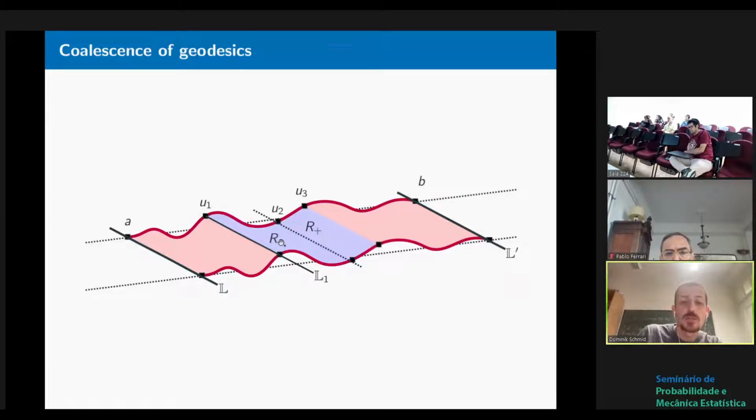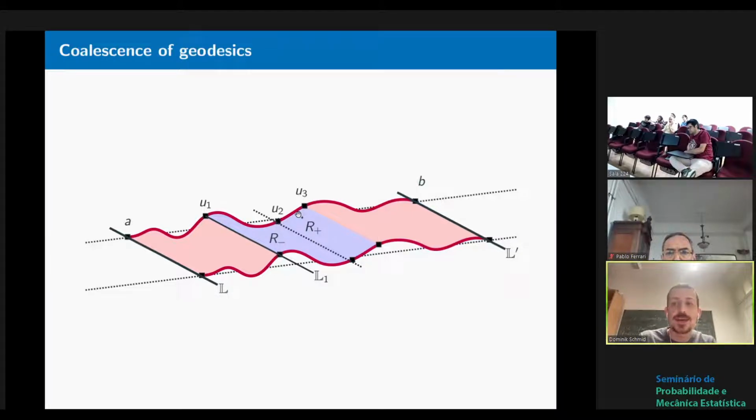However, then I want that in this blue part here, any path going from this line L1 to this line L prime, not touching the path restricted between U1 and U3, is of much smaller weight than this red path. And so if I can achieve these two things, that within the red regions, the last passage times are typical, and within the blue regions, the last passage times are very small whenever they are not intersecting the red line.